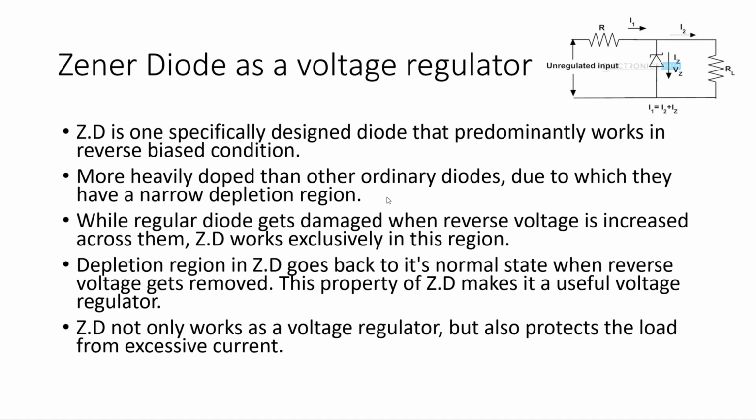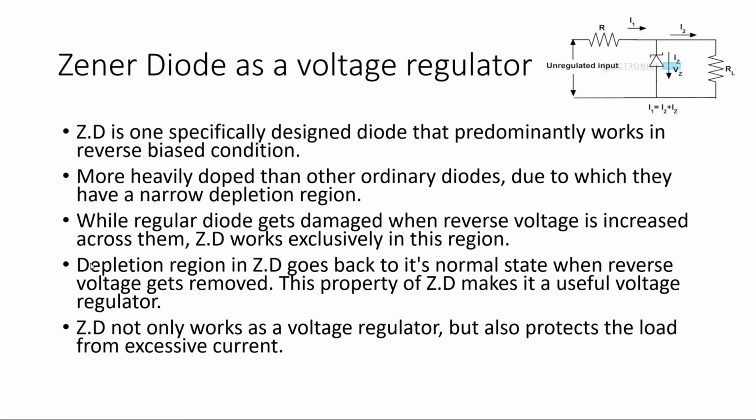More heavily doped than other ordinary diodes, due to which they have a narrow depletion region. While a regular diode gets damaged when reverse voltage is increased across it, Zener diode works exclusively in this region. It is designed to work like this. Depletion region in Zener diode goes back to its normal state when reverse voltage gets removed.